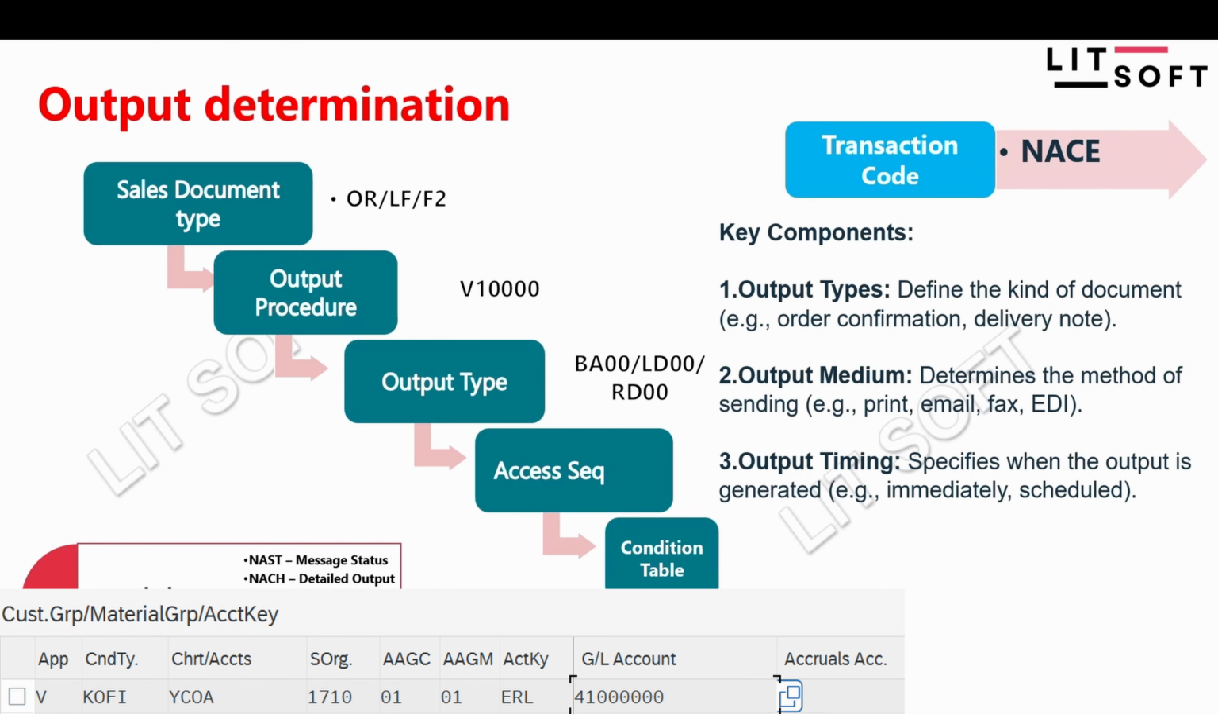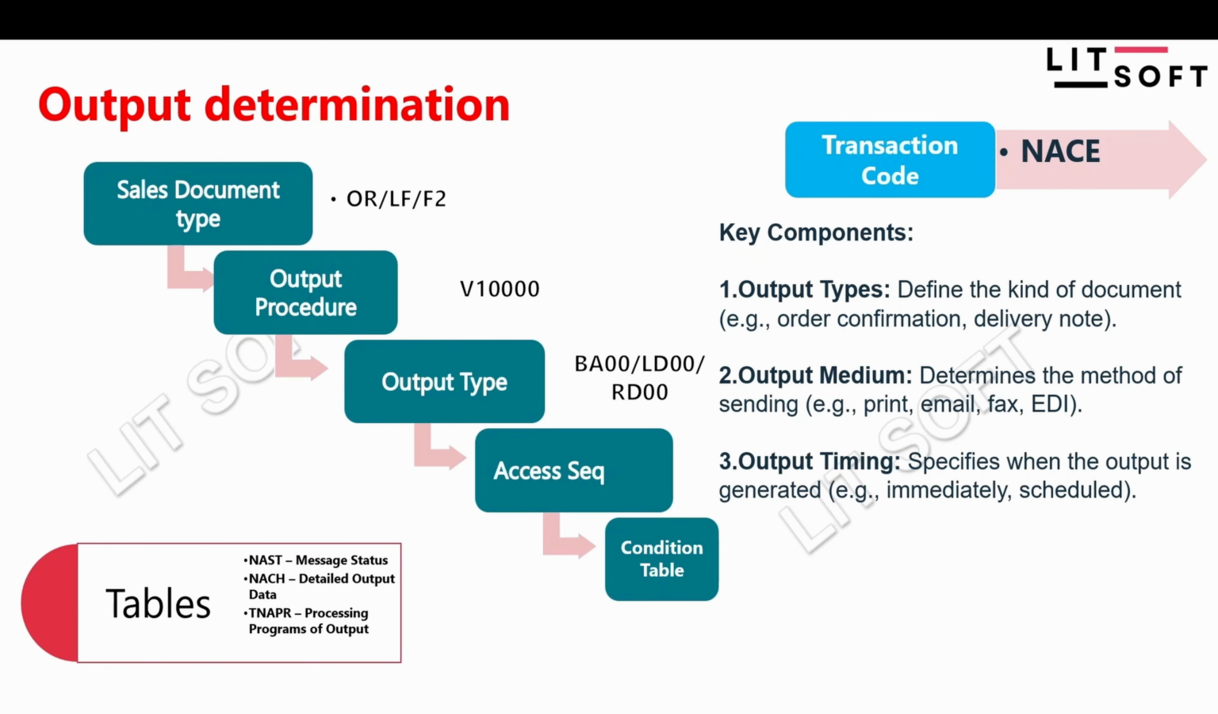Then coming to output determination, this is about the NACE level, and BRF plus we can make a separate video, but right now this is about the determination at this level. Sales document type and the output procedure, output type, access sequence, and condition. Condition technique we know, so how it will be determined, right? Procedure, the condition table will be there in the access sequence. Access sequence, condition type, then procedure.